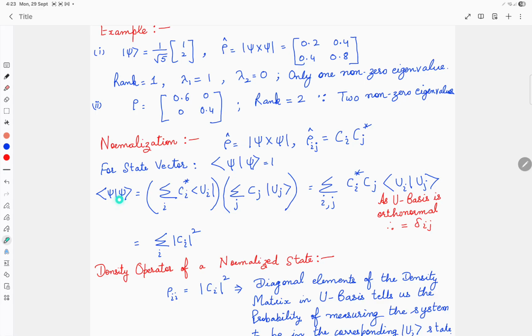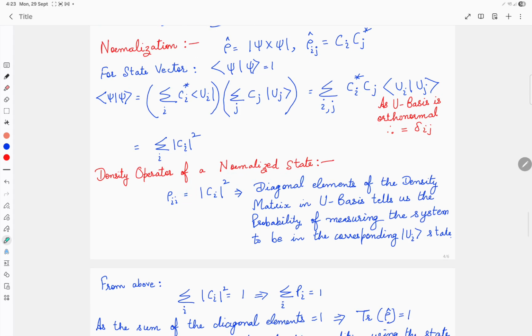So if we use the representation of ket psi and look at the norm of this psi, that will be equal to the summation of the magnitude squared of all the coefficients. This norm will be equal to the magnitude squared of all the coefficients, and it has to be equal to 1. Now, the density operator of a normalized state. So if the state is a normalized state, the density operator will be equal to Ci square, and this basically represents the diagonal elements. This result comes from here.